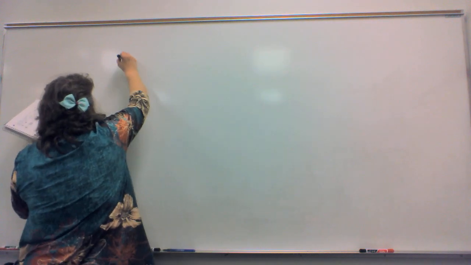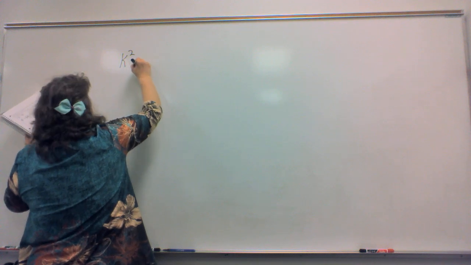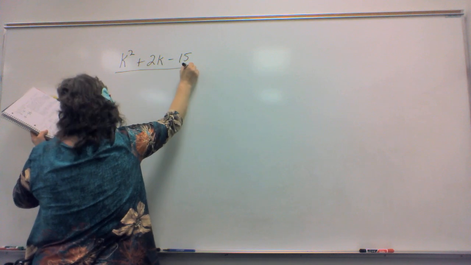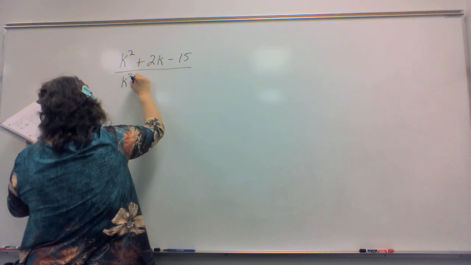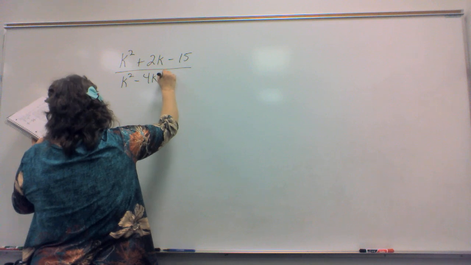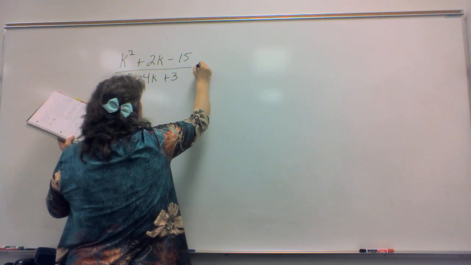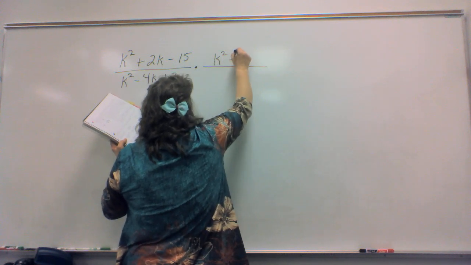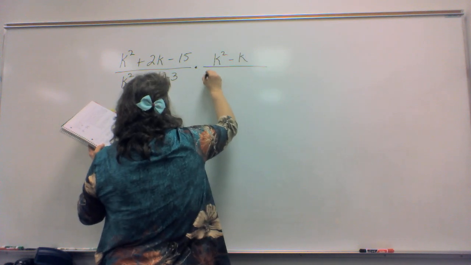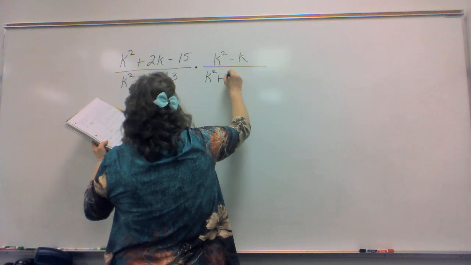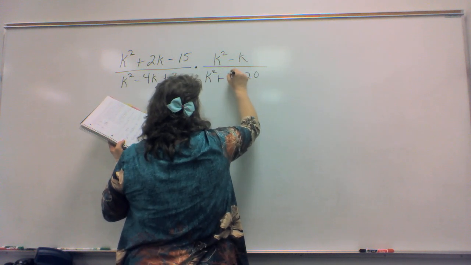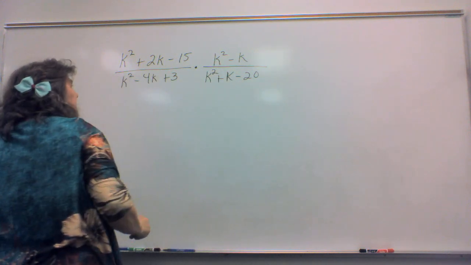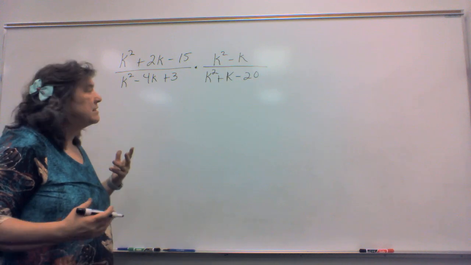Let's look at this one. k squared plus 2k minus 15 over k squared minus 4k plus 3, times k squared minus k over k squared plus k minus 20. Okay, so let's start factoring. As you can see, the first step for everything is to factor.